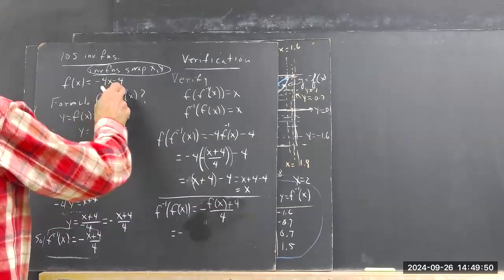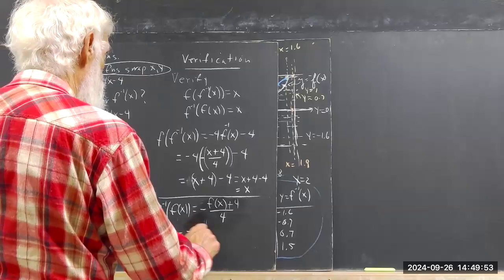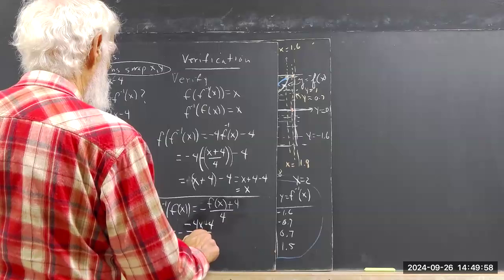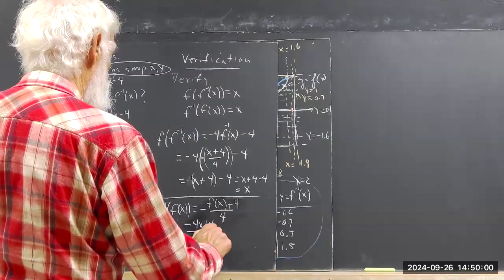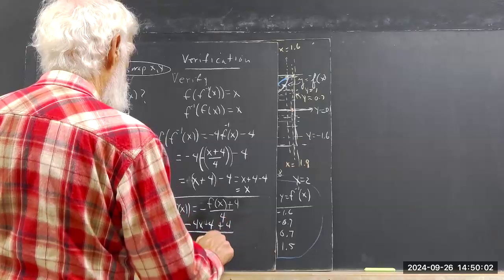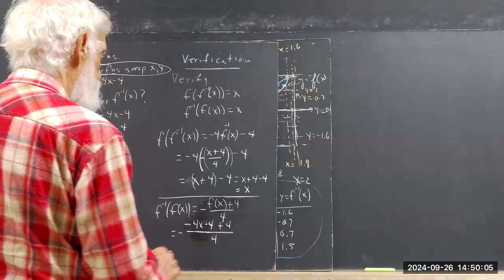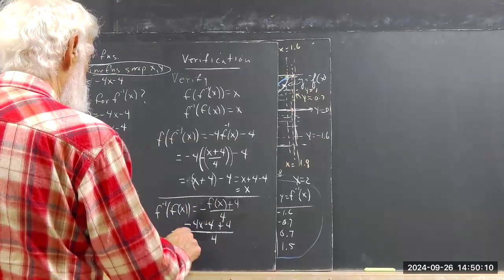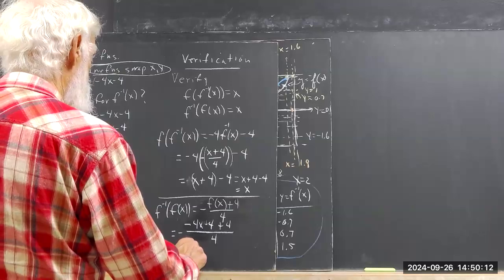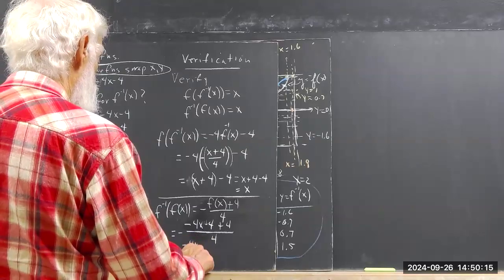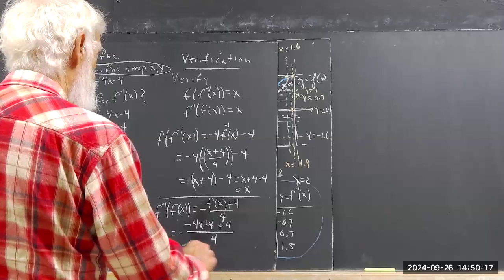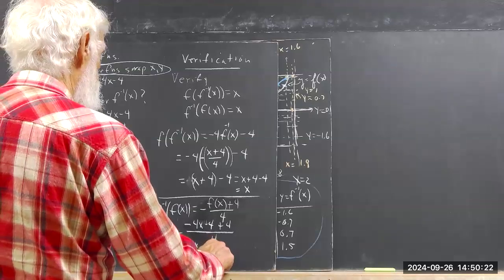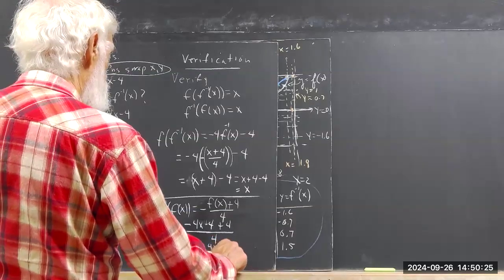F of x is 4x minus 4. So it's negative of negative 4x minus 4 plus 4 over 4. Well, negative 4 plus 4 is 0. We have the negative of negative 4x over 4. Well, that's a negative of a negative, which equals 4x over 4, which equals x.